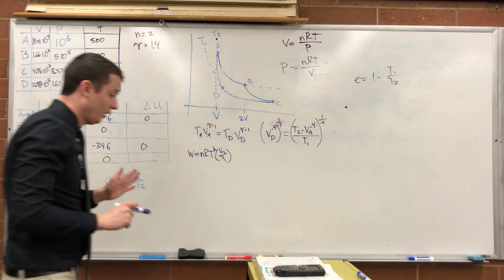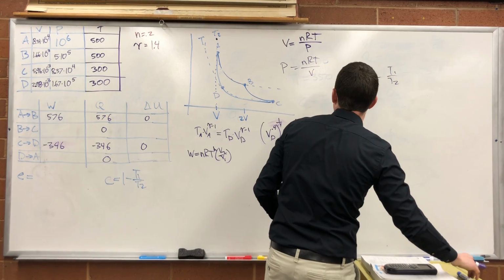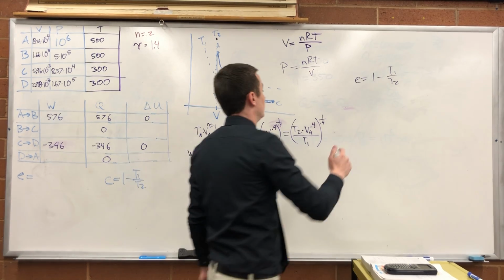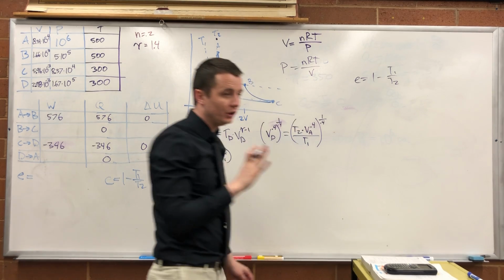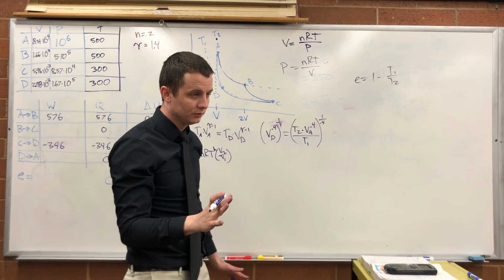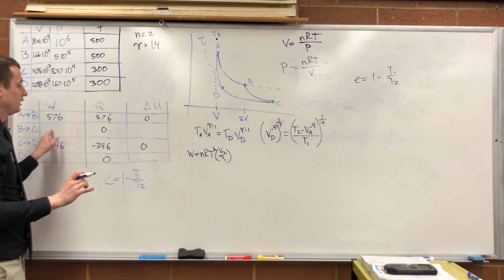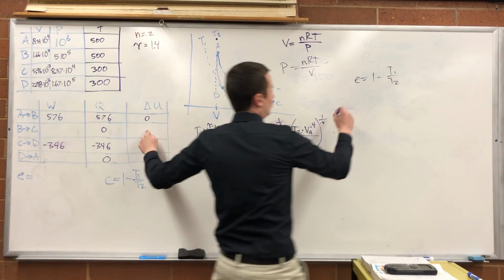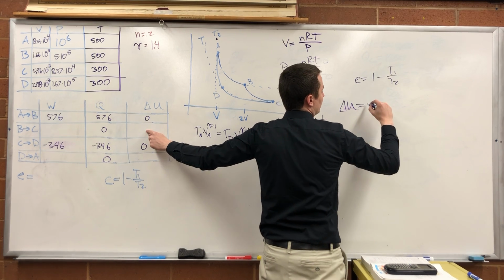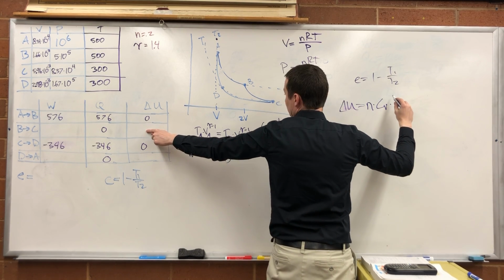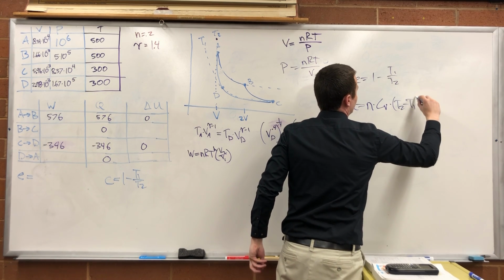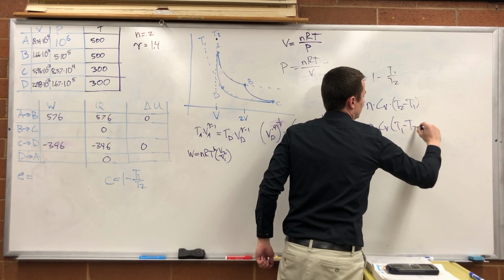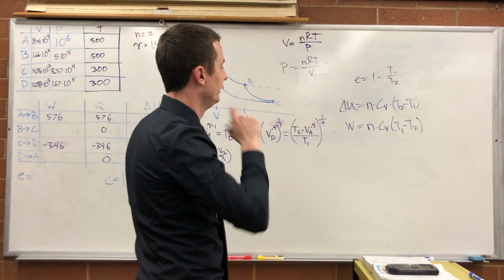Okay, so now we get our adiabatic process. In our adiabatic process, we know that no heat is added to the system. And so that means that the work is equal to the negative of our change in internal energy. So our change in internal energy of our system is always and forever n times Cv times delta T, T2 minus T1. So our work then is going to be n times Cv times T1 minus T2. It's the negative of that.